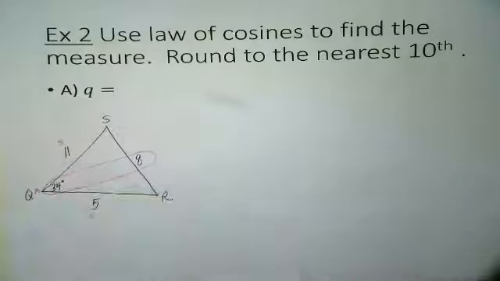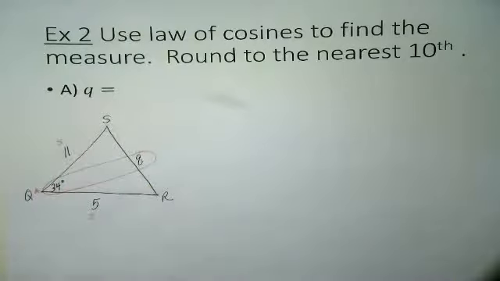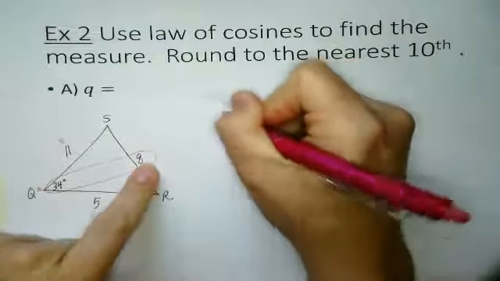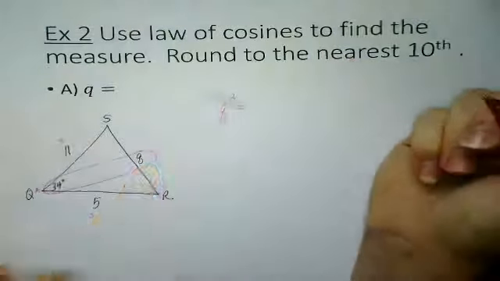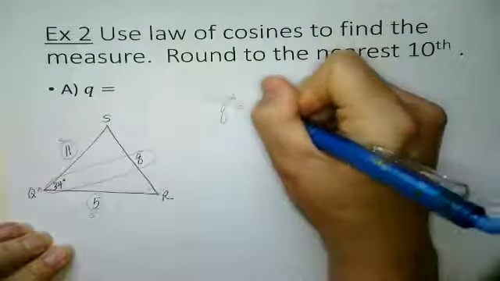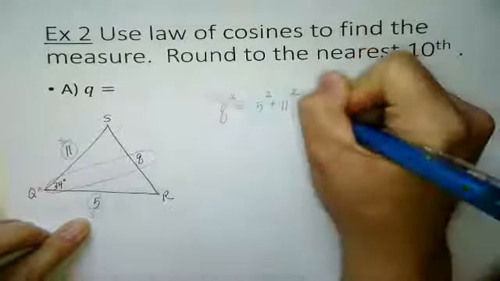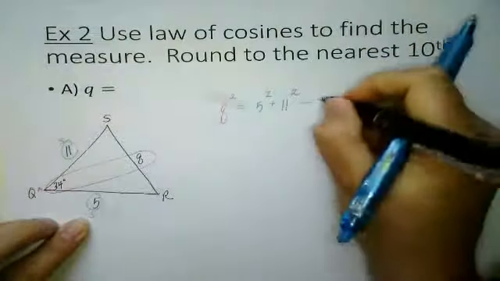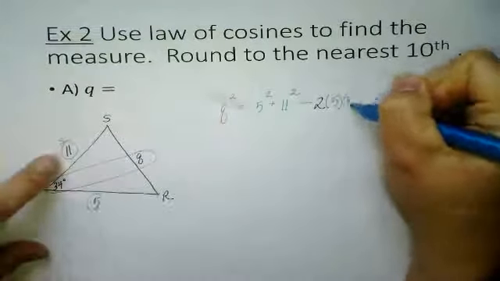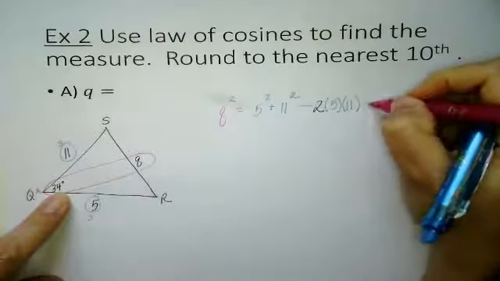When you have lots of sides, we can use law of sines. This is side angle side. The pattern here is I'm trying to find Q, so that side squared is equal to the sum of the other sides squared: 5 squared plus 11 squared, minus twice the product of those sides, so 2 times 5 times 11, times the cosine of their included angle.